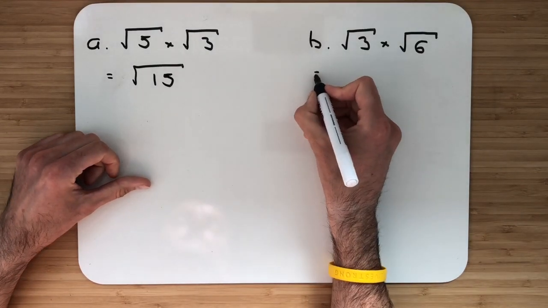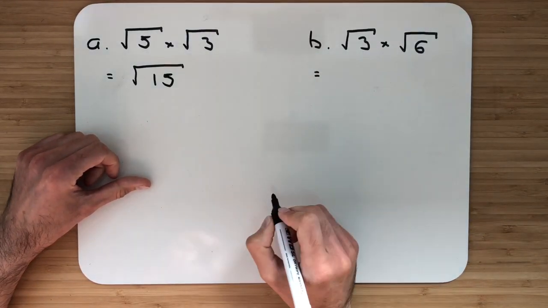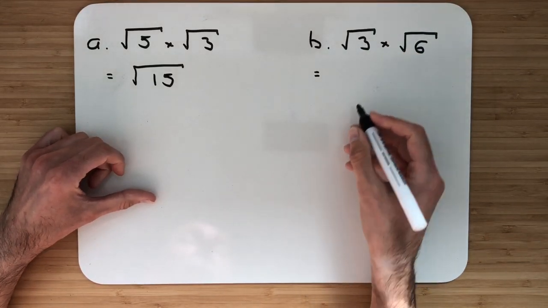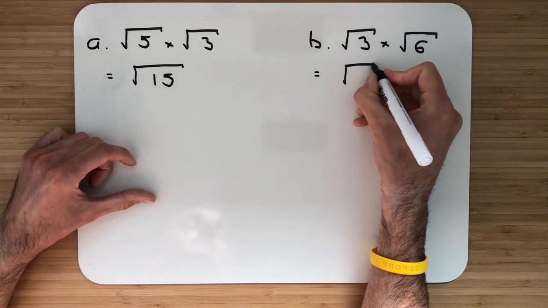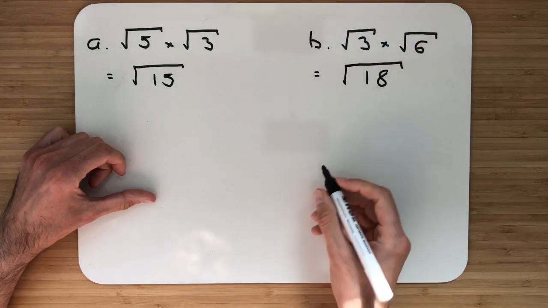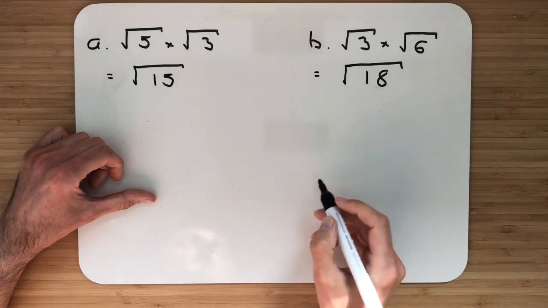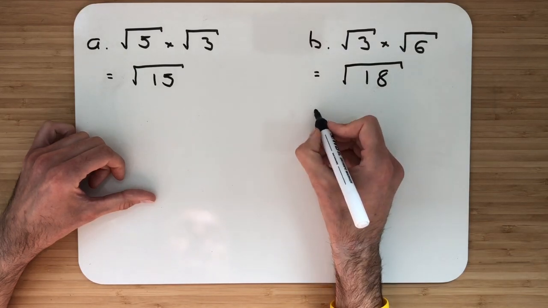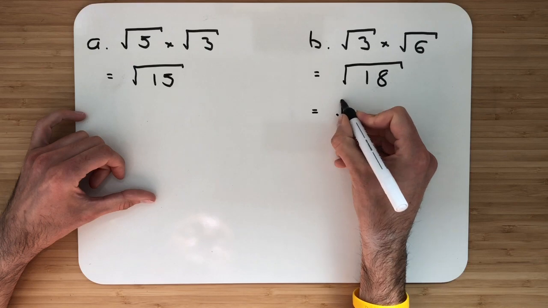In example B, root 3 multiplied by root 6. Well, let's check. Both of them are underneath a square root symbol. Perfect. So then we can multiply them together. So that gives me root 18. 3 multiplied by 6 is 18. Now let's just check. Could I simplify that down? I.e., do I have two numbers that multiply together to give me 18, one of them being square? Well, in this instance I do.